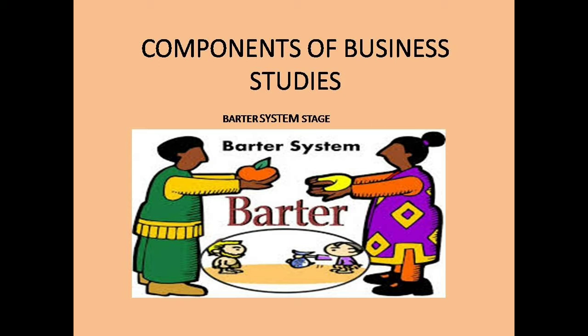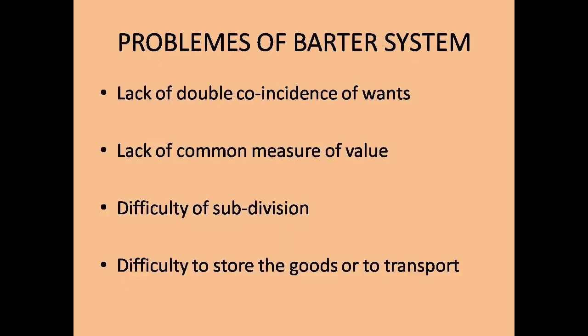What do you mean by barter system? Exchange of goods for goods or for other things is called barter system. Exchange of goods for goods. The barter system faced some problems. The important problems are lack of double coincidence of wants.